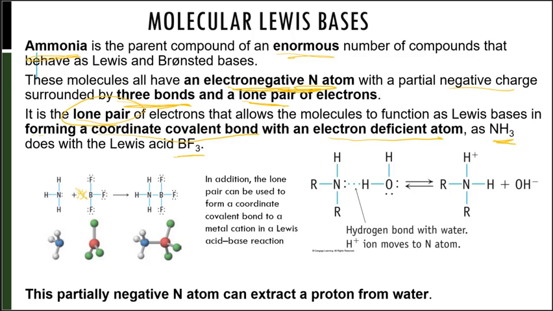BF3, notice right here, there's no lone pairs. So that NH3 with the lone pair is going to form a bond right there between the nitrogen and the boron. We can also look at, here's our NH3, and here I have H2O. The nitrogen is partially negative. It can just extract that proton from water because there's strong hydrogen bonding between that electronegative nitrogen and the slightly positive end of hydrogen.